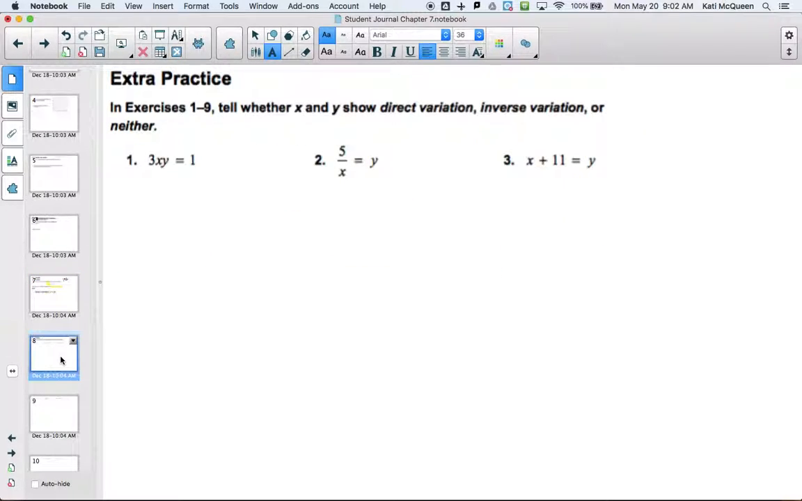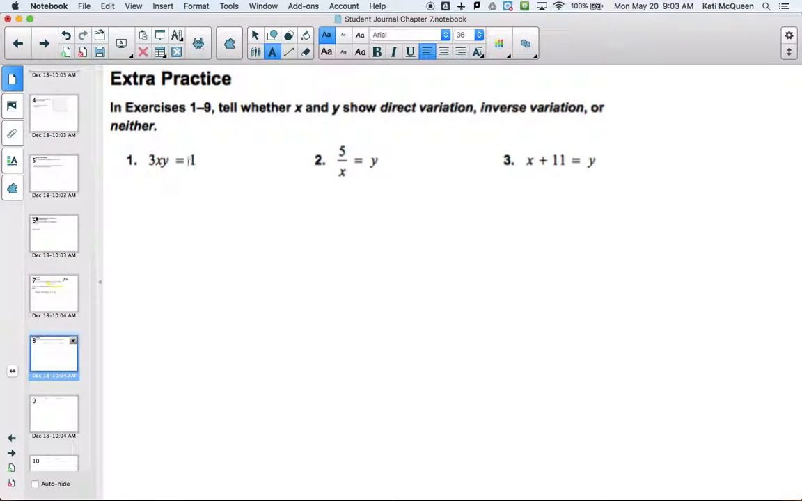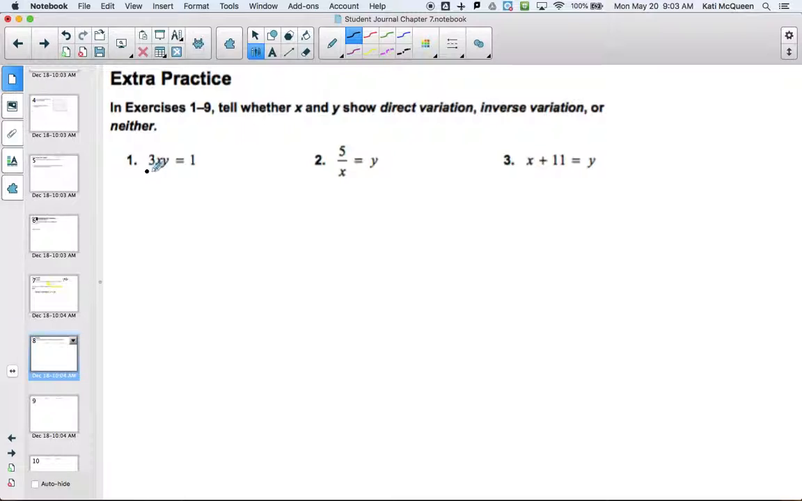193 then. Okay, so for 1 through 9 here, all they're asking is whether we see direct variation, inverse variation, or neither. Okay, so we're going to be looking back here to say, do we have some value being divided by x or some value being multiplied by x, or neither? So what you want to do, you can't really tell unless you have that y by itself. So in all of these, you want to get y by itself initially, so you can tell what type of variation it is.